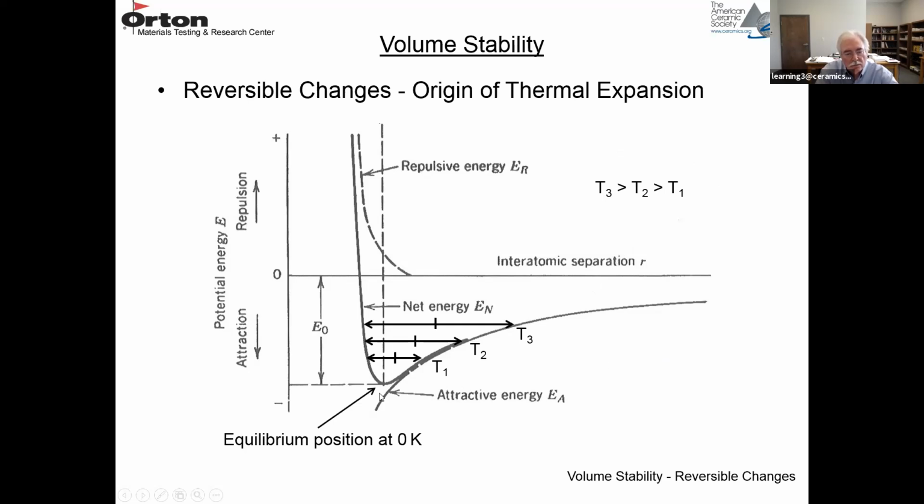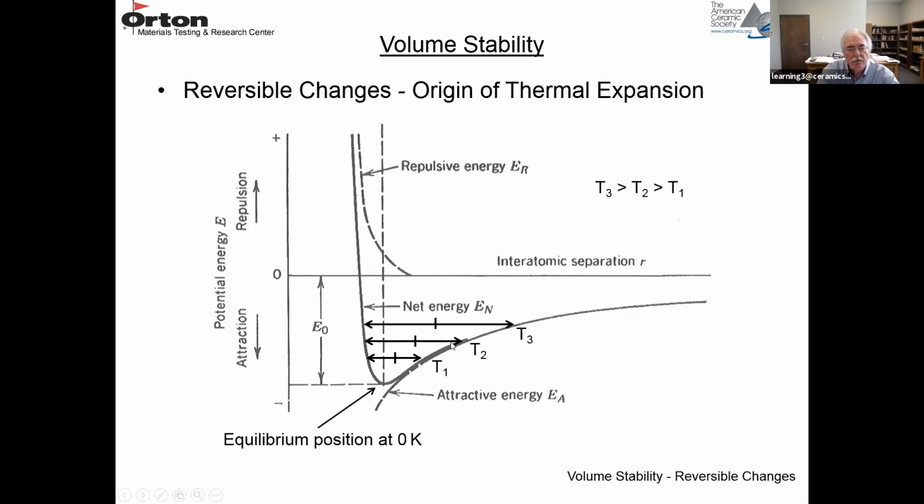So if we look at increasing the temperature from absolute 0 to T1 to T2 to T3, where T3 is greater than T2 is greater than T1, these horizontal arrows represent the vibrations in the interatomic separation. So you can see as we increase the temperature, the amplitude of the vibration increases. And if you look at these horizontal midpoint lines on each temperature, you can see that they're shifting to the right as you go up in temperature. So these vertical lines represent the new interatomic separation at each one of these temperatures. So as we go up in temperature, the midpoints move to the right, so we have thermal expansion.